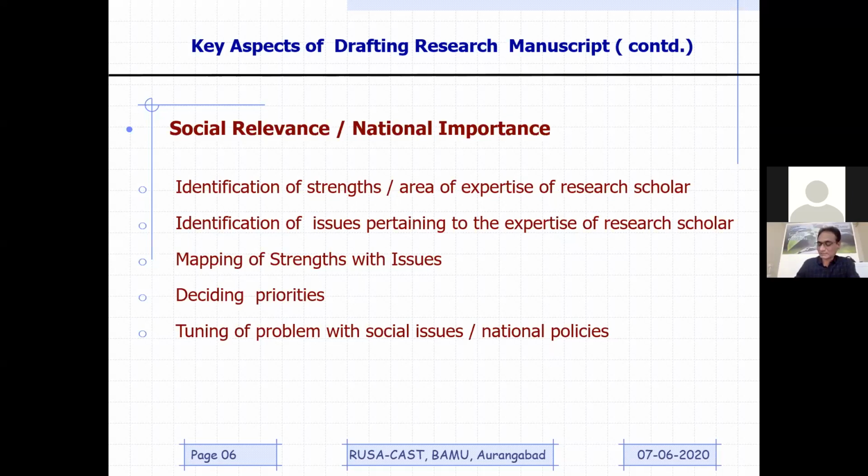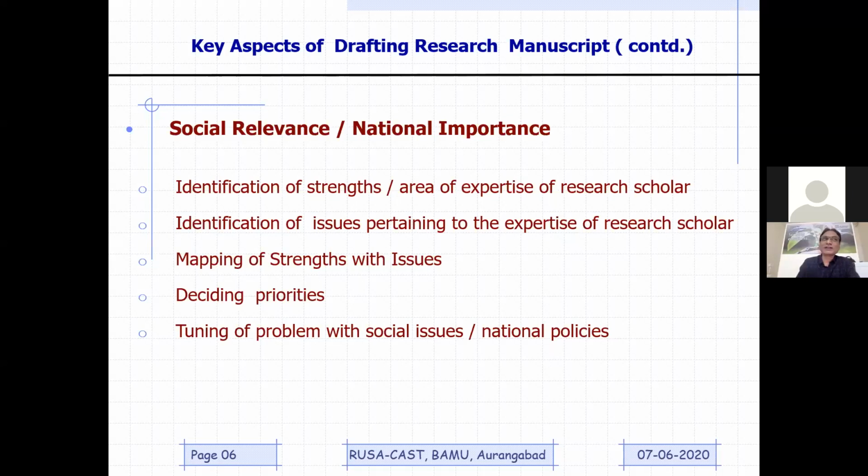So write down number 1, 2, 3, 4, 5, and then start identifying issues pertaining to the expertise of the research scholar. Because whenever we start collecting problems or issues, if you keep it open ended, it will be very difficult for you, because wherever you are living, there will be a number of issues around you, but you may not be able to resolve all those issues. And the only thing is that once you identify issues, you need to understand whether you have enough credibility, enough credentials, enough authority to address that issue.